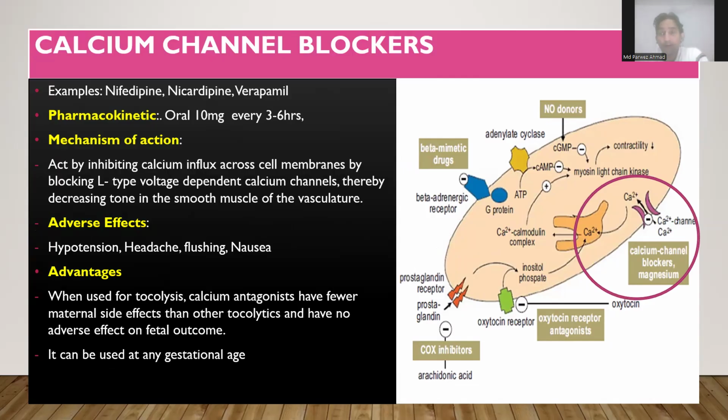What are the adverse effects related to nifedipine? We know that it causes vasodilatation, may cause hypotension, headache; these are the important adverse effects. But what is the advantage of nifedipine like drugs? Nifedipine like drugs have lesser side effects. That's why these drugs are nowadays preferred to prevent preterm labor, and they are drugs we can use at any stage of the gestation.